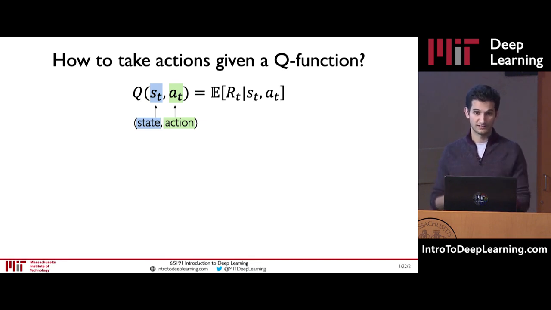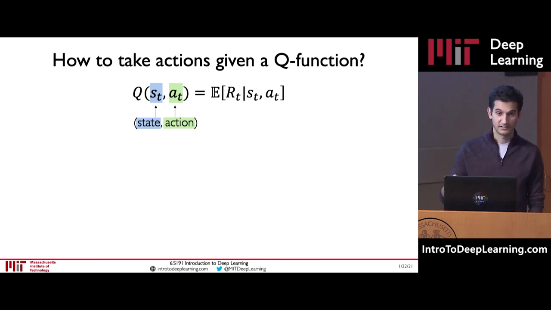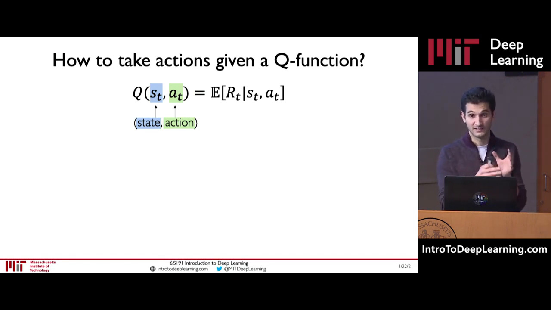And it's going to give you this expected future return on your rewards as a return. Now, let's say we are agents in this environment, how can we choose what action to take if we have access to this magical Q function, right?